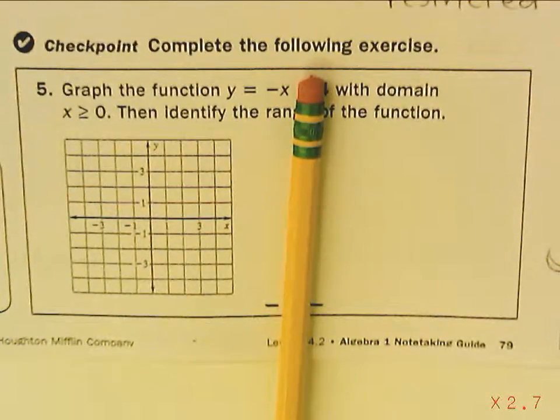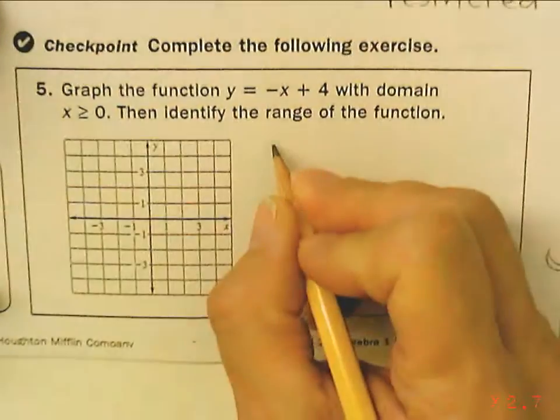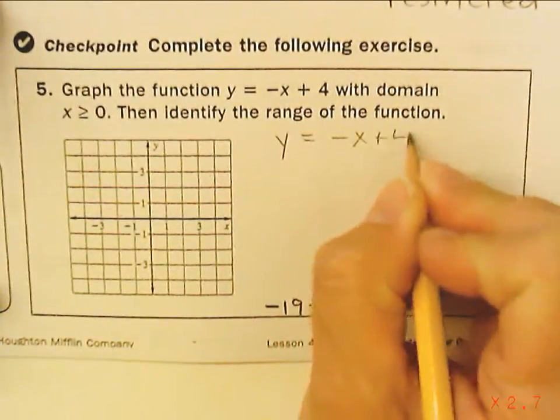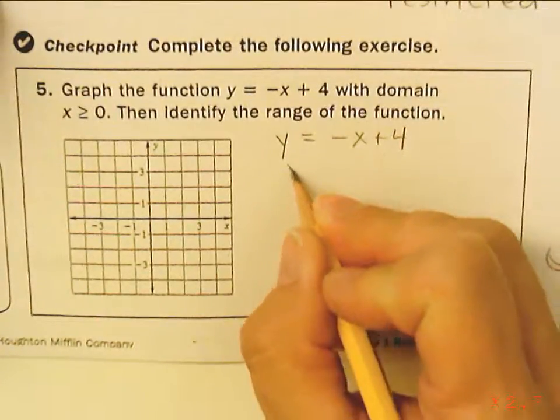Okay, so you should have completed checkpoint number 5 on the bottom of page 19. And now I will do it. Step 1, solve for y. Step 2, make a table and choose a domain.